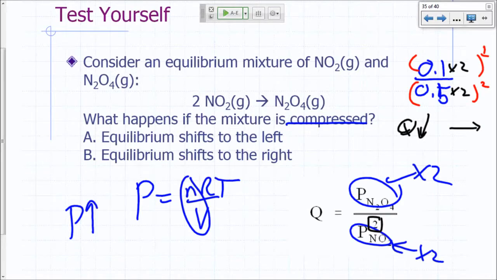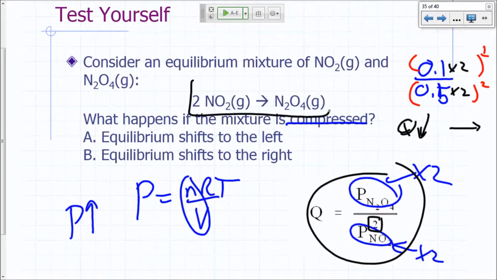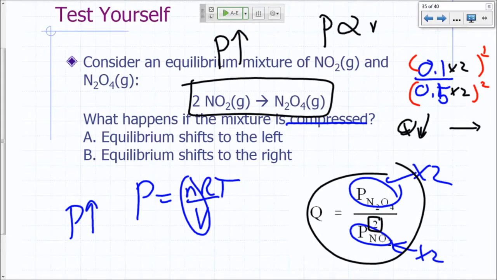Okay? So what's the net effect here? Let's take a look at it qualitatively, so you can predict it without going through this expression for Q. Qualitatively, you look at it this way. When you're compressing it, you're raising the pressure, right? Pressure is directly proportional to number of moles. More moles of gas, the higher the pressure. So if you're compressing it, that leads to a momentary increase in the pressure, okay?